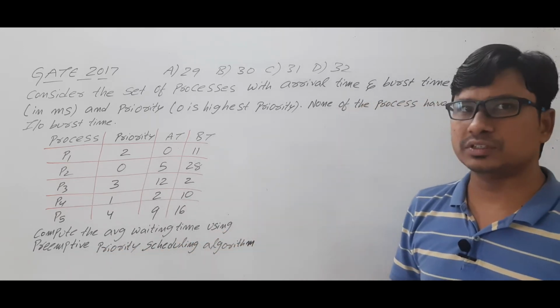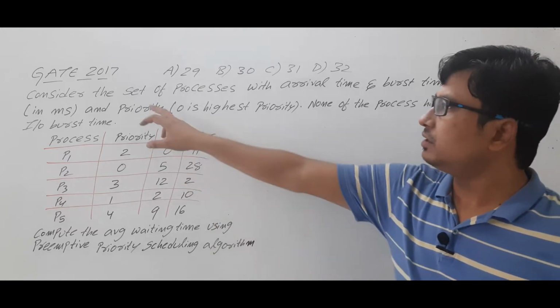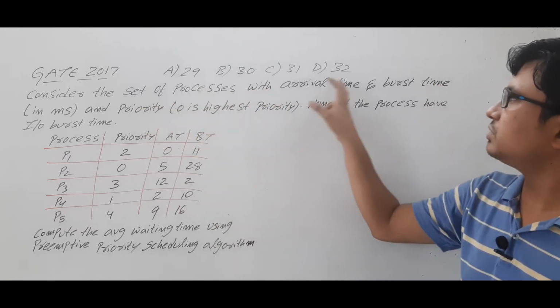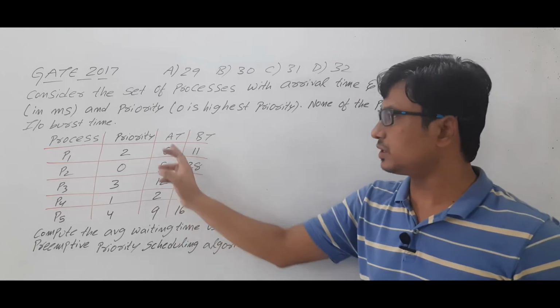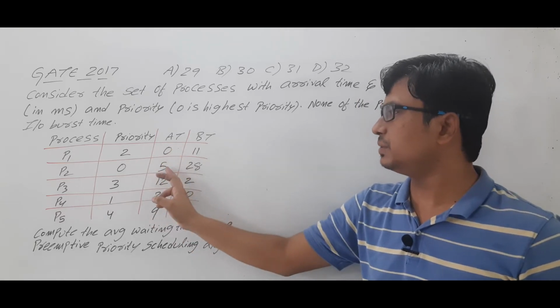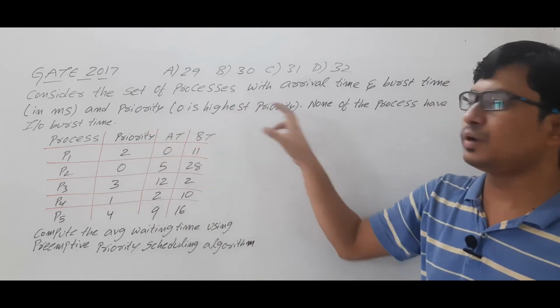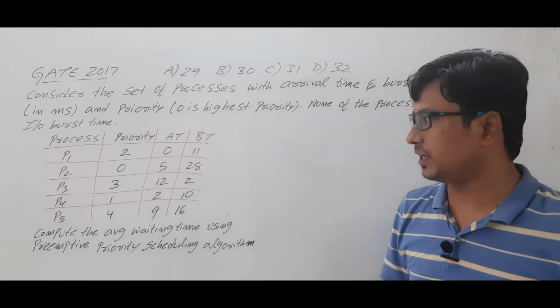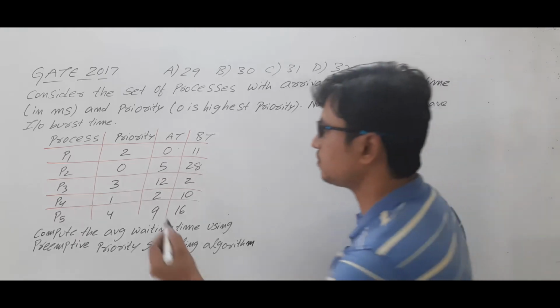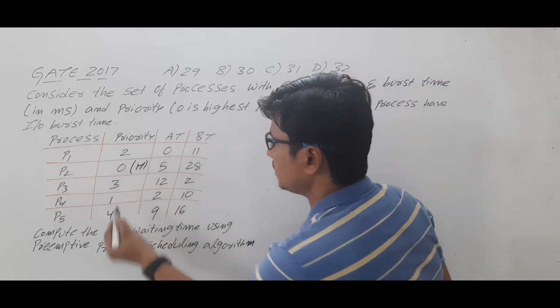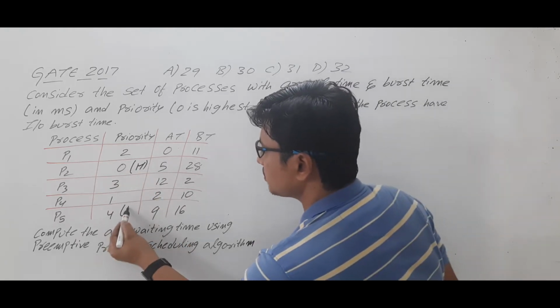If you look at the question step by step, consider the set of processes with arrival time and burst time in milliseconds. Arrival times they have given are 0 milliseconds, 5 milliseconds, 12 milliseconds, like that. And priority 0 is the highest priority. If 0 is the highest priority, then 4 will be the lowest priority.